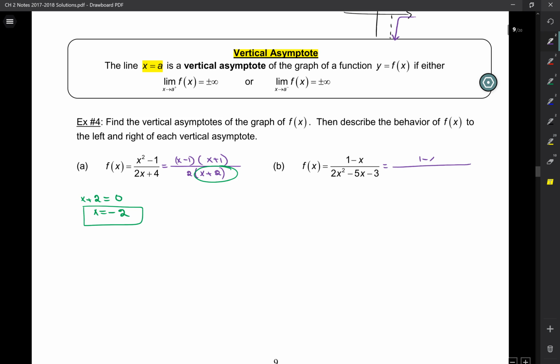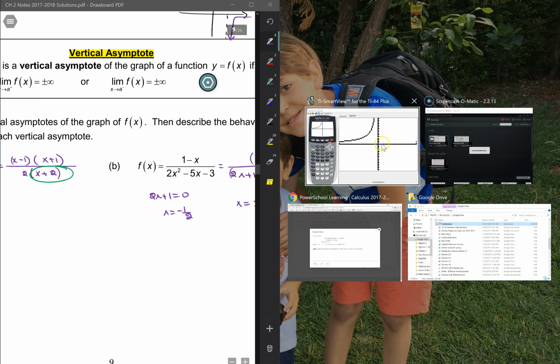Okay, let's factor this. This is 1 minus x, and this is 2x plus 1, x minus 3. Now, did any of the stuff in the denominator cancel out? No. So they both qualify as giving us vertical asymptotes. We take the first one, set it equal to 0, and get x equals -1/2. And the second one gives us x equals 3. Now, let's graph that first one, because I think it's a little bit more interesting.